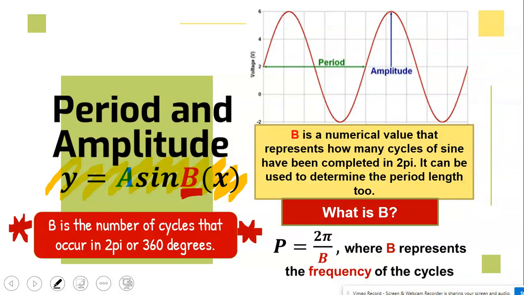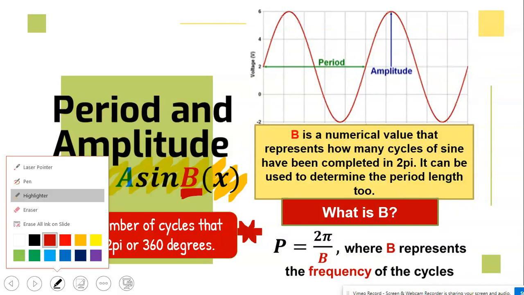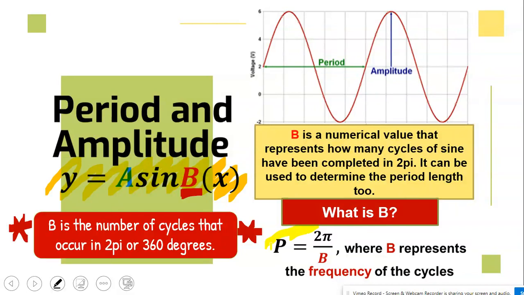It also can be used to find the period length if it's not easy to tell. So period and the letter B kind of represent the same thing. I also want you to write down this formula. P is equal to 2 pi over B, where B really just represents the frequency, how many cycles are finishing in 2 pi. So P represents period, so the period is equal to 2 pi over B.